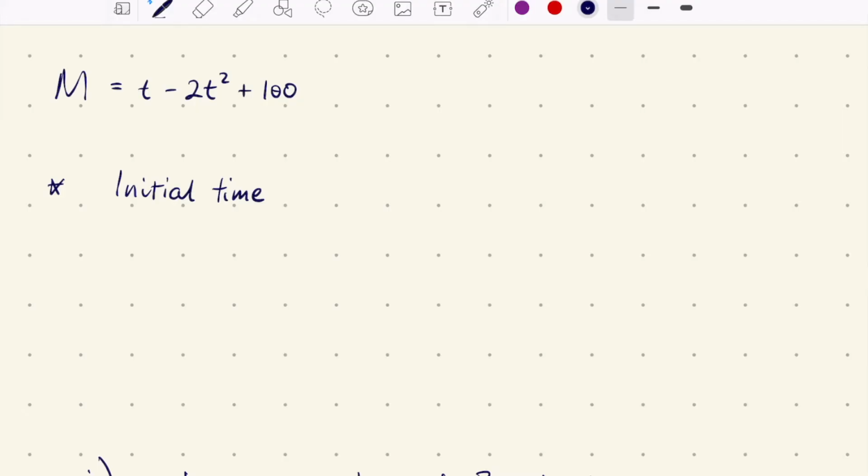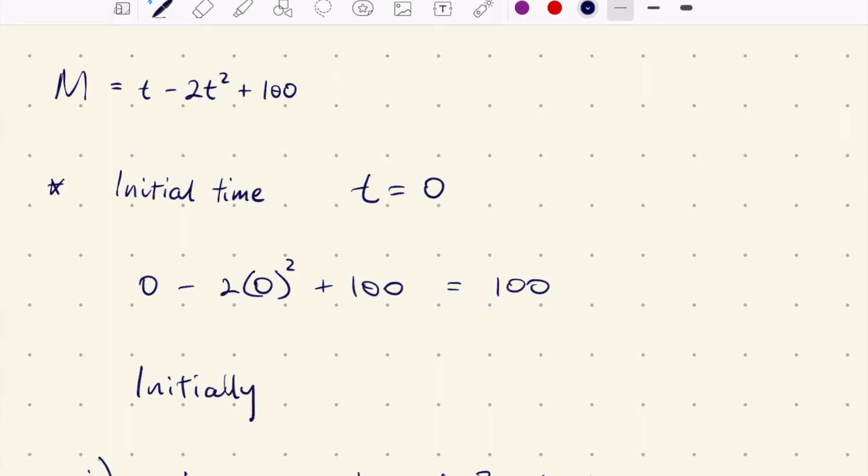But before we do that, I want to do one thing, which is initial time, which actually isn't in the question. But when they ask for the initial time, all you got to remember is time starts at 0, so 0 minus 2, 0 squared plus 100 equals 100. Initially, it weighs 100 grams.